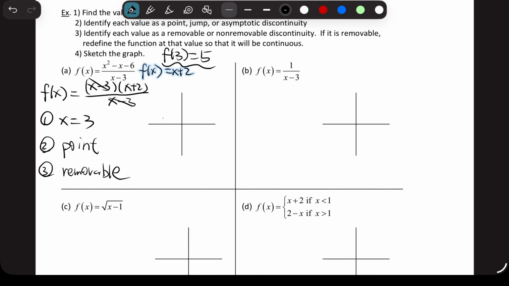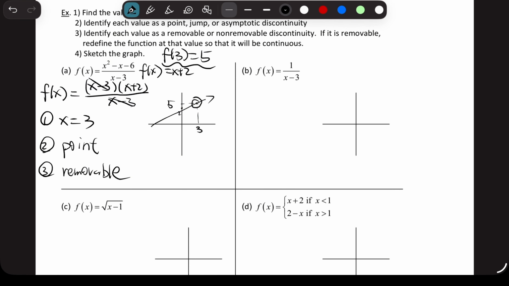The function will look like x plus 2, so this is 2, but it's undefined at x equals 3, where f of x equals 5. We have to put a closed dot over here. This is what it looks like.